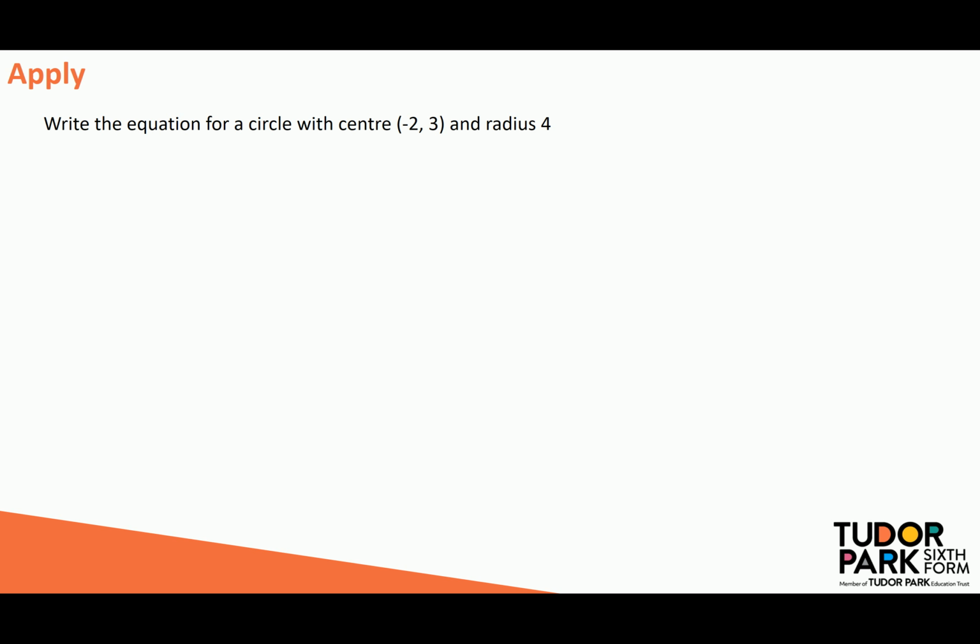So how do we use that? Well, let's write it out again. x minus a squared plus y minus b squared equals the radius squared. Well, here I've got a circle with centre minus 2, 3, so I would have x minus minus 2 squared plus y minus 3 squared is equal to the radius of the circle, which is 4, not forgetting here the squared.